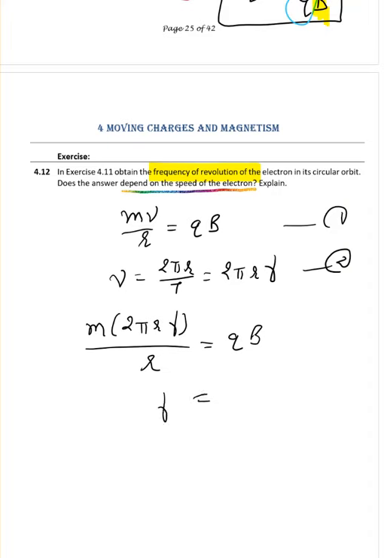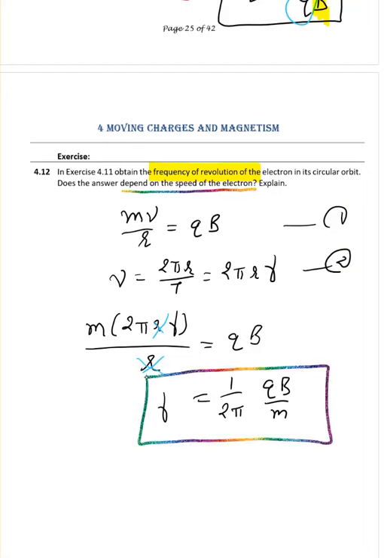Make f the subject of the formula here. What will you have? This r will get cancelled out, and then if you make f the subject of the formula, you will have f equals 1 by 2 pi into qB by m. Very important result. Substitute values and you will be able to calculate the frequency, but the result is very important.